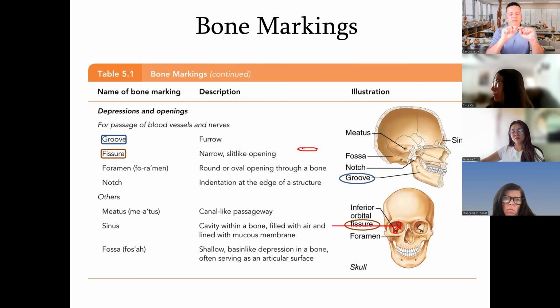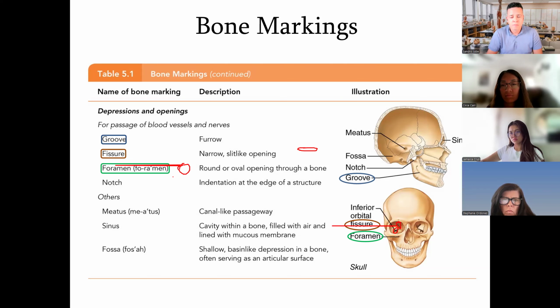Now, not only are we going to find narrow slit-like openings through a bone, but we can also find round or oval openings through a bone. And that's what we call a foramen. Foramina is plural, foramen is singular. Okay, so what is the difference between a fissure and a foramen? Fissures are slit-like, they are narrow. Foramina are oval or round openings through a bone.